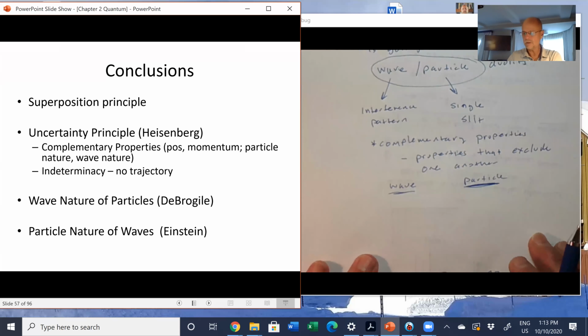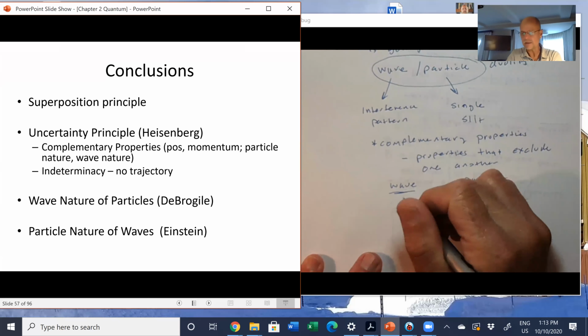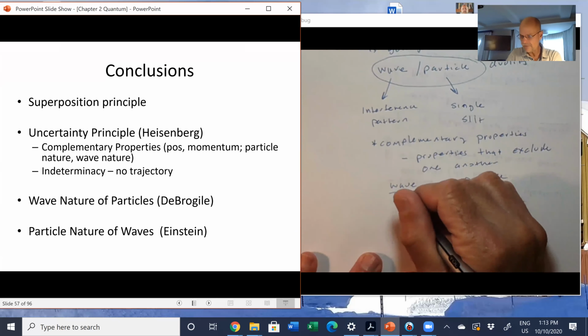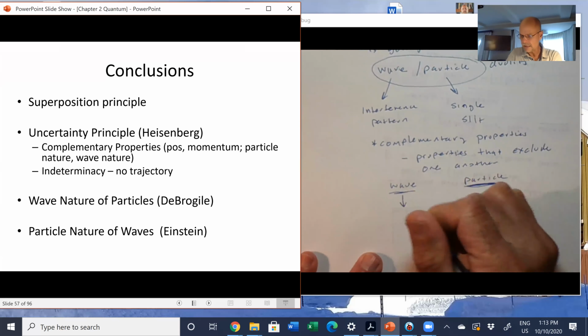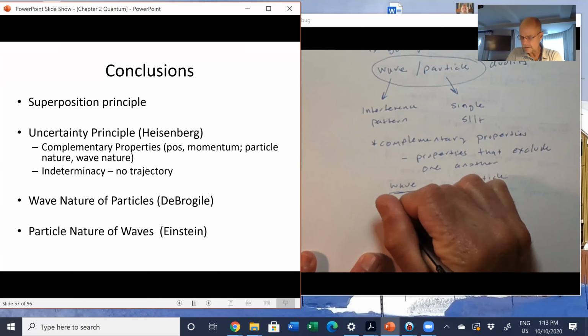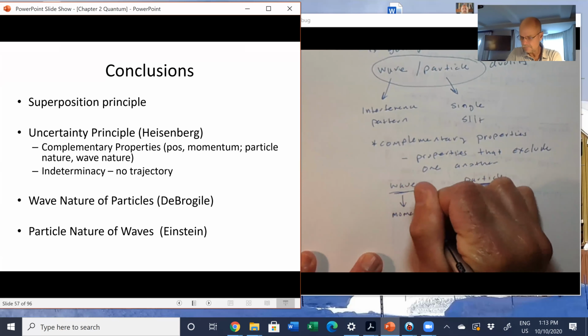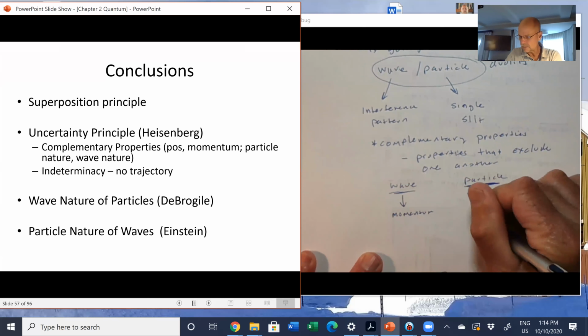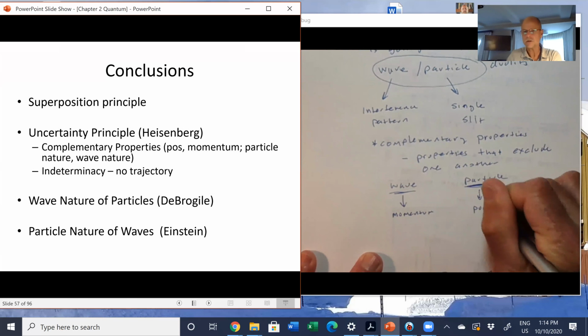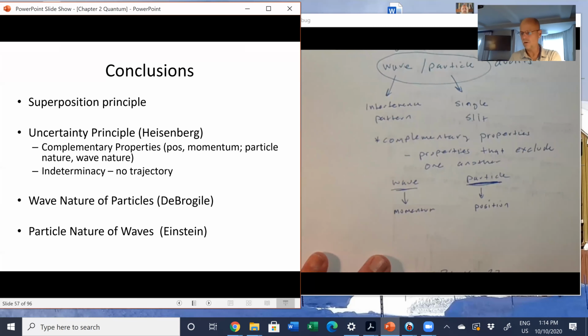Well, it turns out, for reasons that I can't really show you right now, and we'll see if we can get to them a little bit later, the wave nature of the electron is associated with its momentum, and the particle nature is associated with its position, all right? So the wave nature of the electron and the particle nature are complementary, and so are momentum and position, right? So are momentum and position.